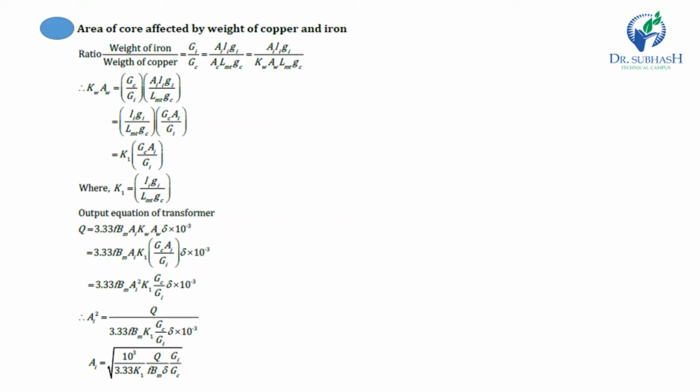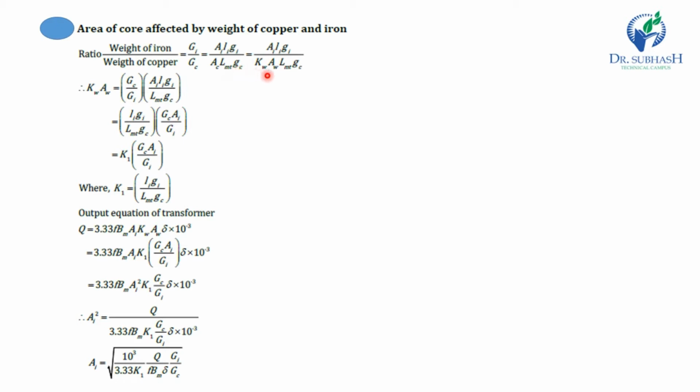Now we find the area of core as affected by the weight of copper and iron. So the area of core, which is Ai, and the weight of copper and iron, which are capital Gi and capital Gc. For that, we take the ratio of the weight of iron to the weight of copper. The weight of iron is Gi and the weight of copper is Gc. Putting the values from the above equation, Gi is equal to Ai into Li into gi, the specific weight into total volume of iron, and similarly the specific weight of copper into total volume of copper.